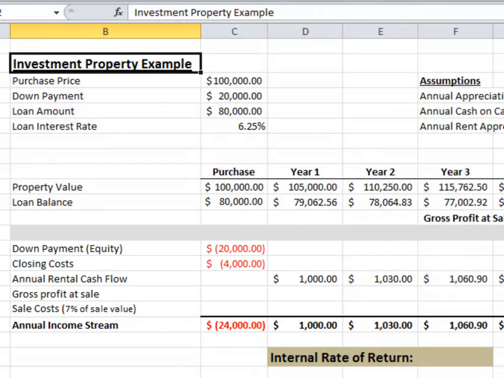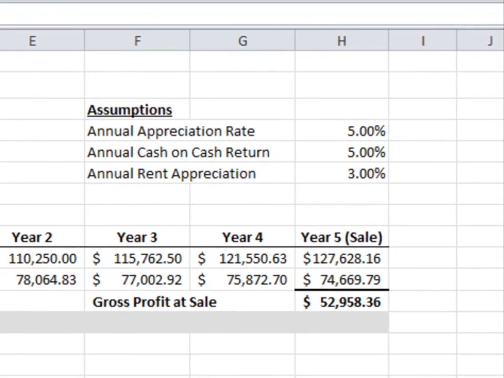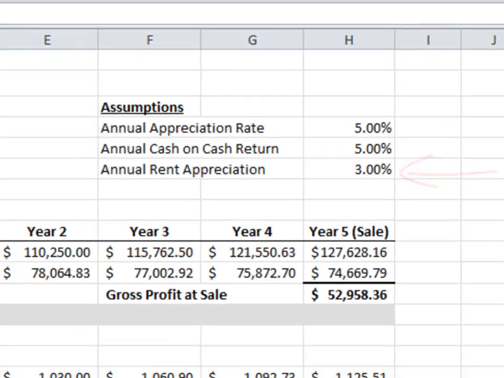Since these investment returns aren't fixed like the bank account investment, we need to make some assumptions regarding the performance of this investment over the 5-year hold period. Our research has shown that the investment property we are evaluating is expected to have a 5% annual appreciation rate. The property cash flows at 5% after all expenses, and we expect this cash flow will increase by 3% annually due to rent increases.